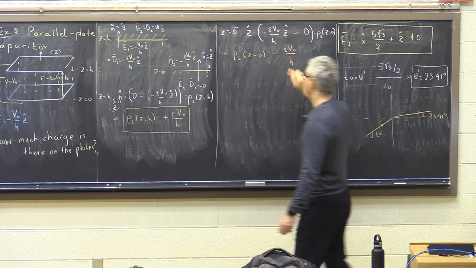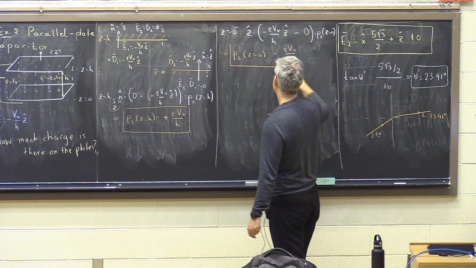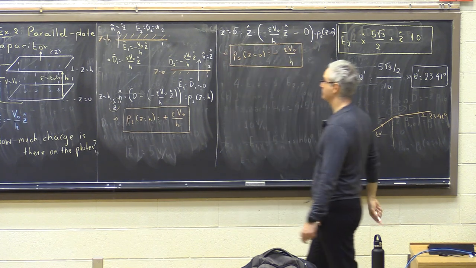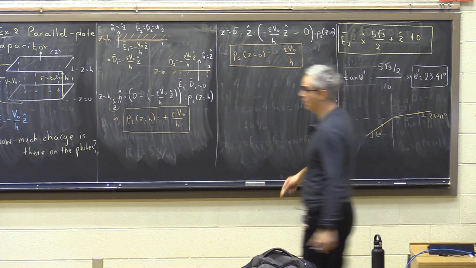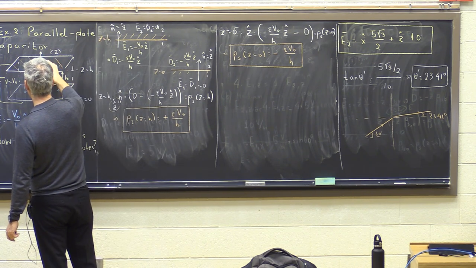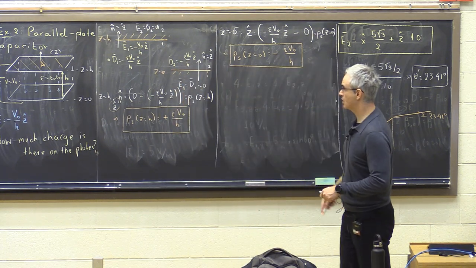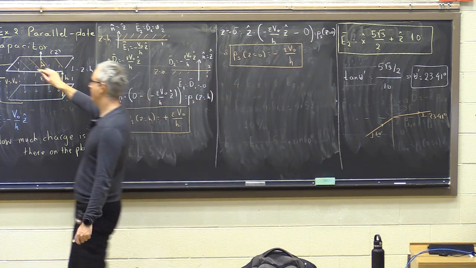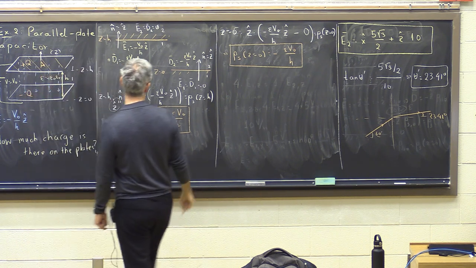So you see the two plates have opposite surface charge densities. So what is the charge on the plate? If we take area A of the plate of the capacitor, we have a constant surface charge density. So here I will have some charge plus Q, here some charge minus Q.